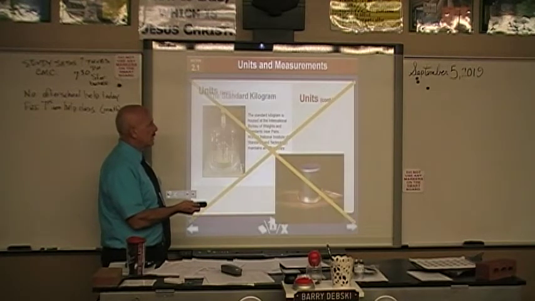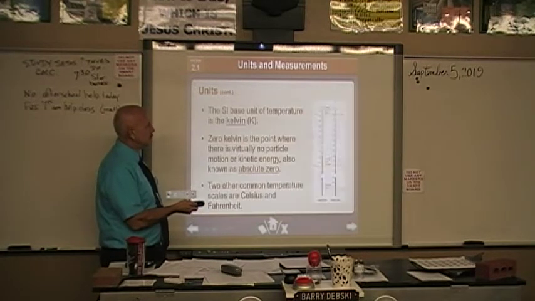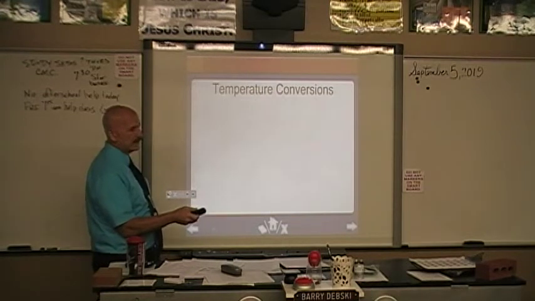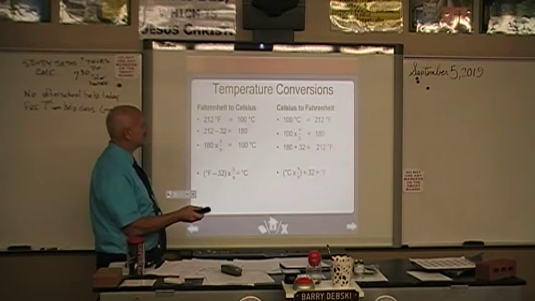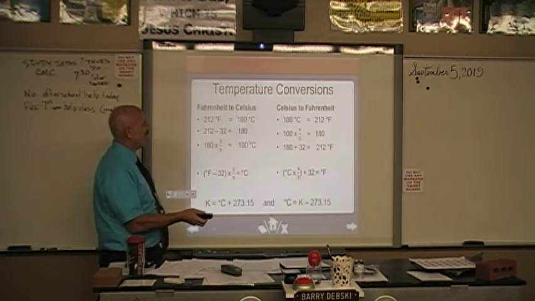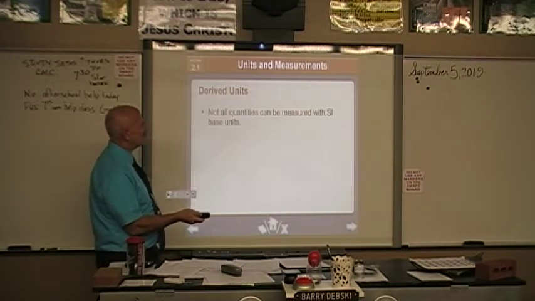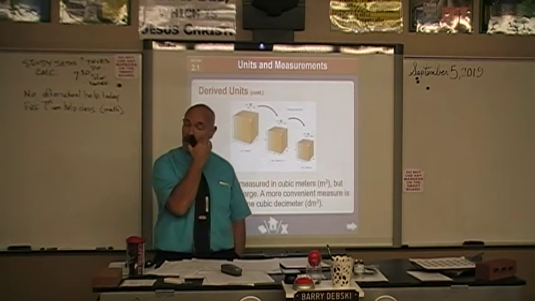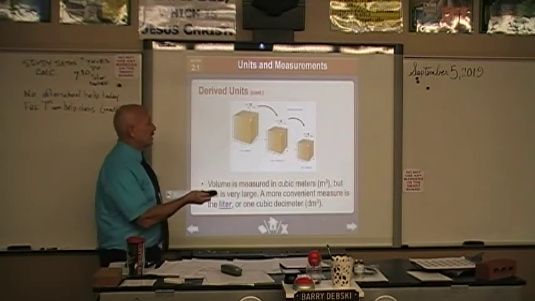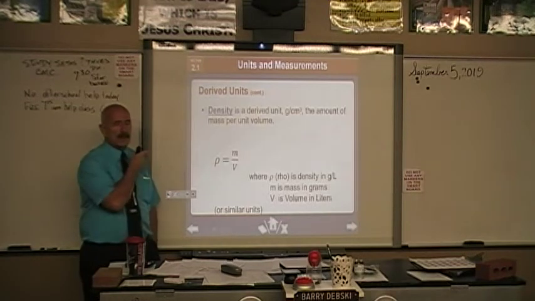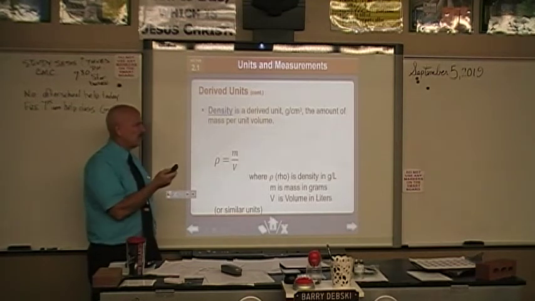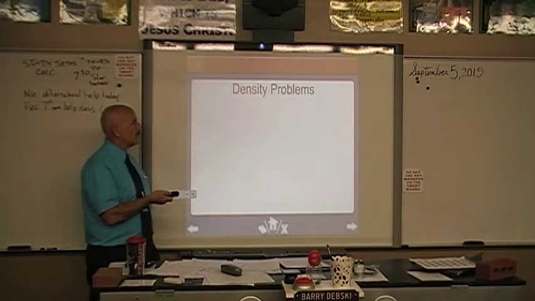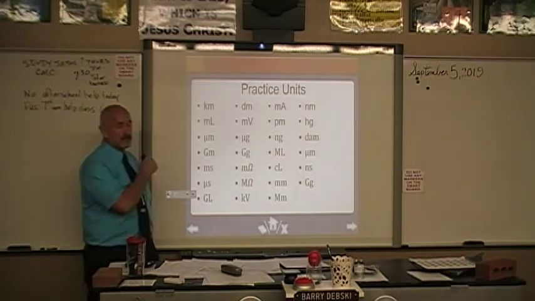Second, the meter, the kilogram, Kelvin scale. We talked about Celsius and Fahrenheit, and Kelvin and Celsius. Derived units, everybody should know what a derived unit is. It's derived from our base units. Things like density, which we did a lot of problems with. Don't be surprised if you see another one. And volume is also a derived unit. We did some practice with these.